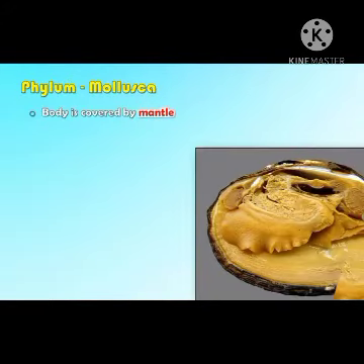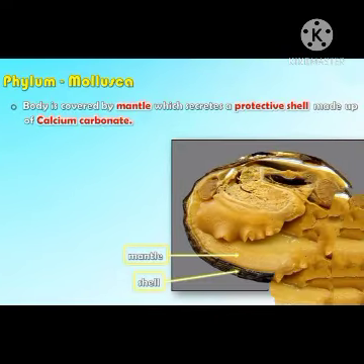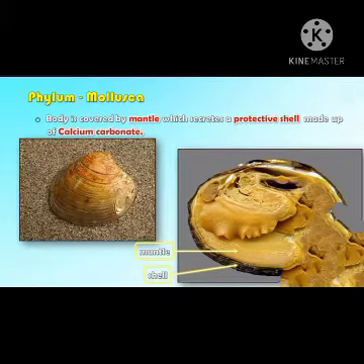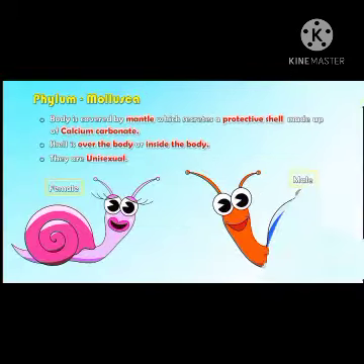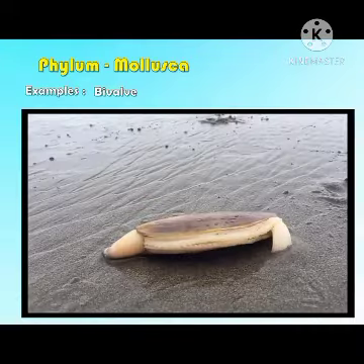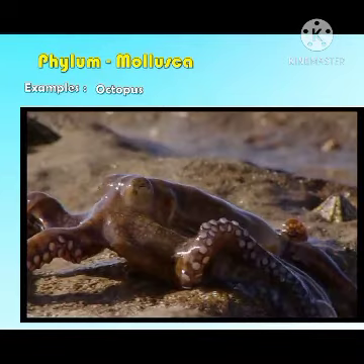The body is covered by a mantle which secretes the protective shell made up of calcium carbonate. In some animals, the shell is over the body, for example snail. In some animals, the shell is inside the body, for example squid. They are unisexual. Examples: bivalve, snail, octopus, etc. Octopus is the most clever animal among all non-chordates. Few people keep octopus as a pet animal.